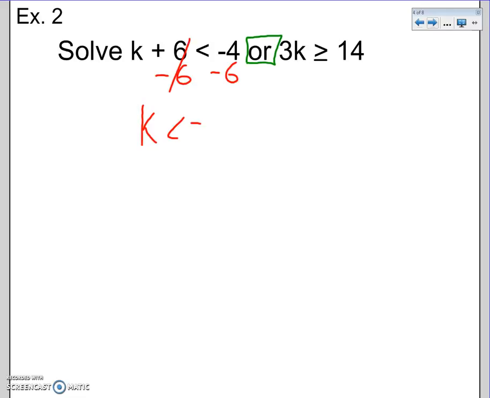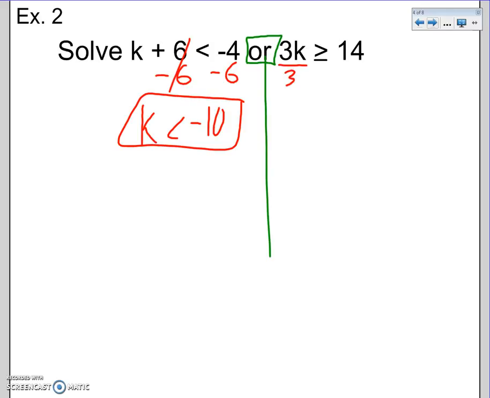K is less than negative 10. That's my first answer. And then over here, let's do it like this. I just divide. This is a decimal, but it's not a nice decimal. I'm just going to leave it at that.